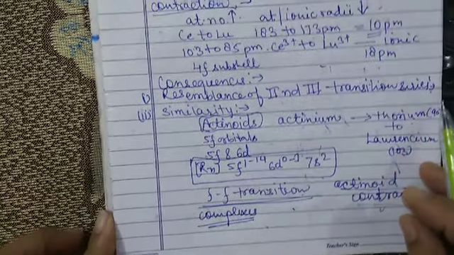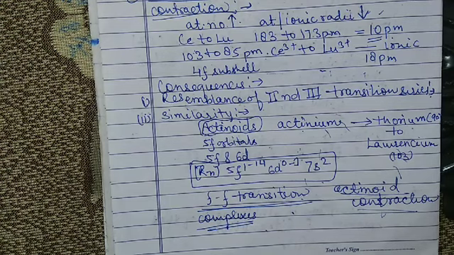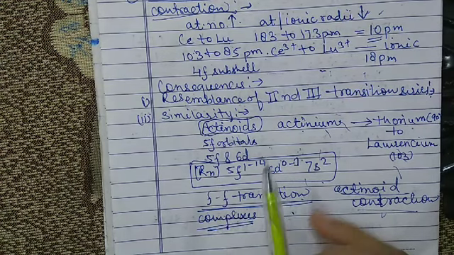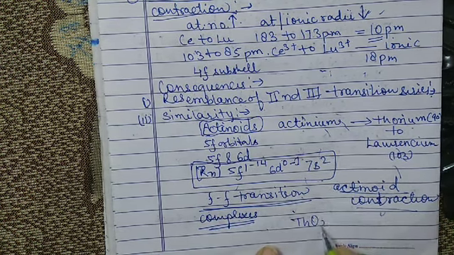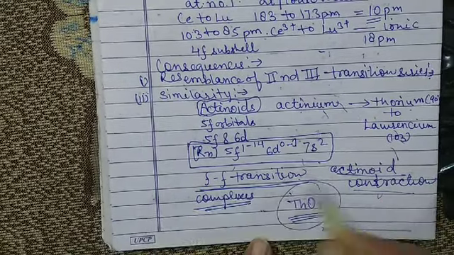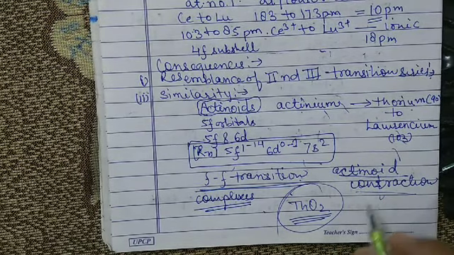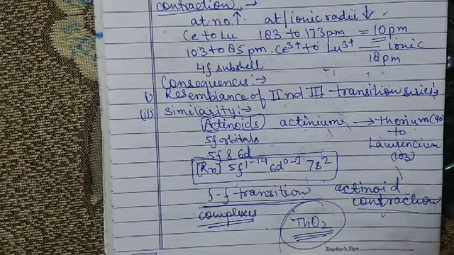Uranium salt is used in the textile industry, ceramic industries and medicine, and thorium is used in the form of oxide. If we are talking about thorium, it is used in the form of oxide, that is ThO2. This is the oxide of thorium, used for making gas mantles.